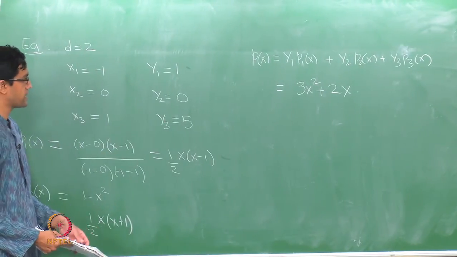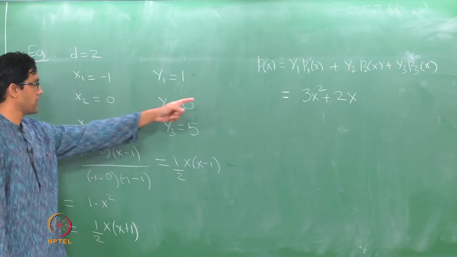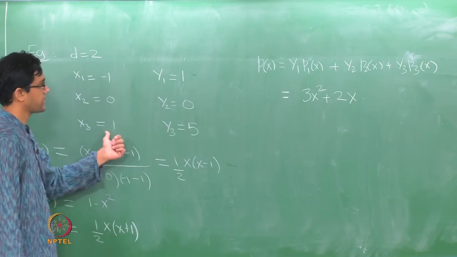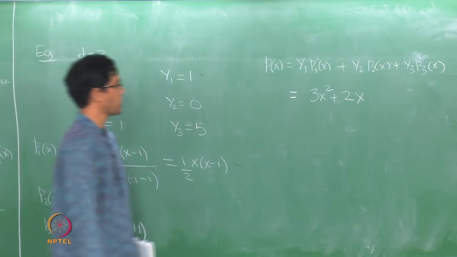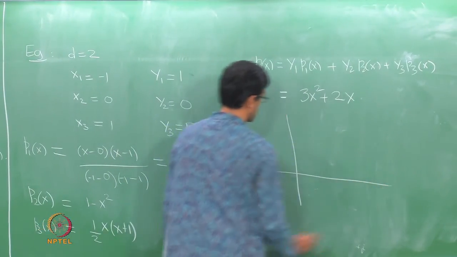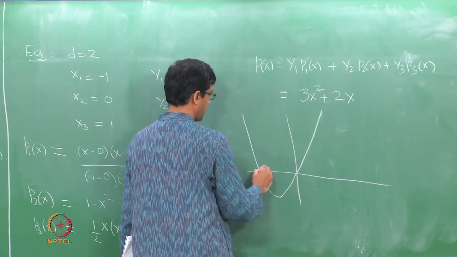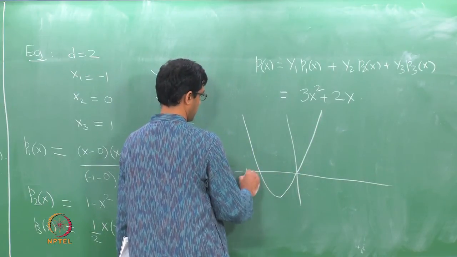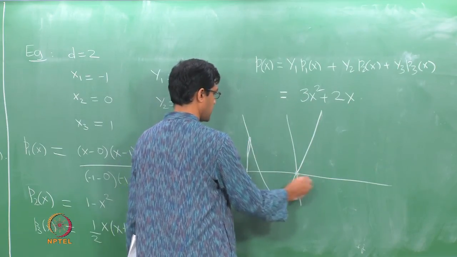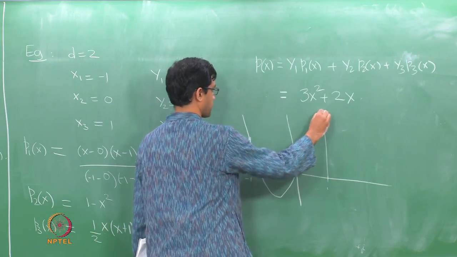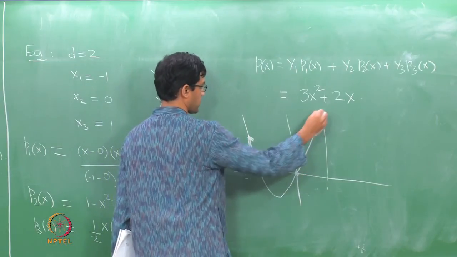Now observe that this in fact does do the job. If you plug in x equal to 0, it gives you a 0. If you plug in x equals minus 1, it's 3 minus 2, which is a 1, and if you plug in x equals 1, it's 3 plus 2, which is a 5. So this in fact does do the job. If you look at the graph of this, it's a parabola like this. At minus 1 the value is 1, at 0 the value is 0, and at 1 the value is 5. So it's a parabola which passes through these 3 points, this point here, the origin, and this point there.